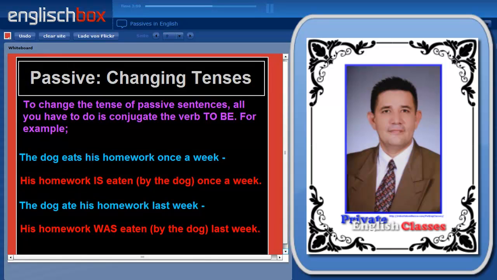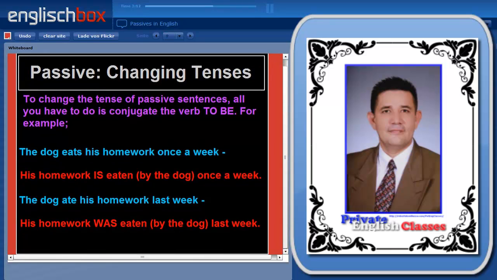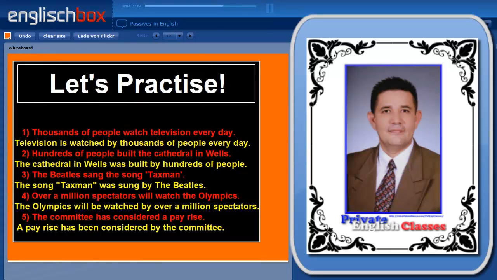To change the tense of a passive sentence is very, very easy. All you have to do is to change the form of the auxiliary verb to be. For example, the dog eats his homework once a week. Present simple. His homework is eaten by the dog once a week. Present simple passive. Past simple active. The dog ate his homework last week. Past simple passive. His homework was eaten by the dog last week.